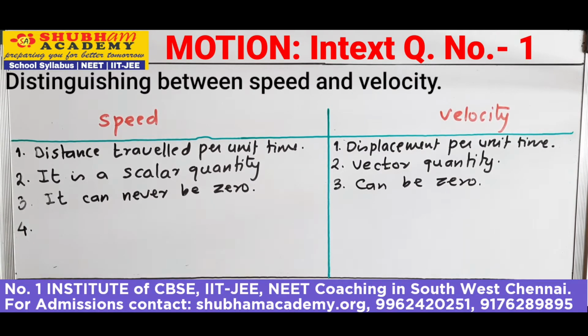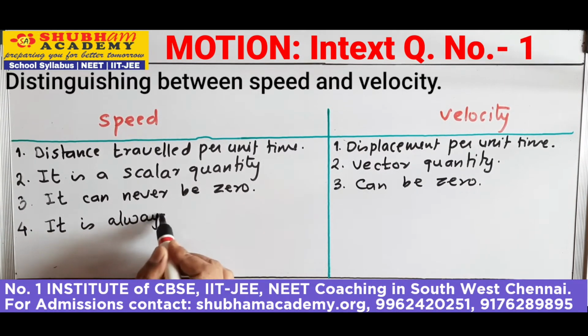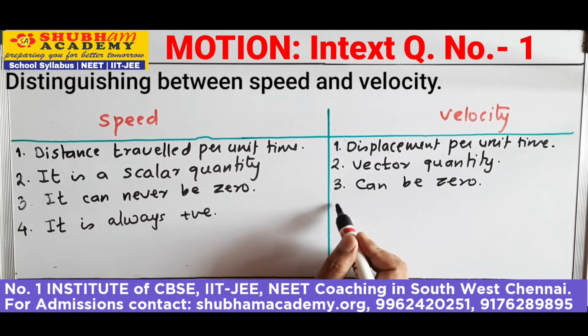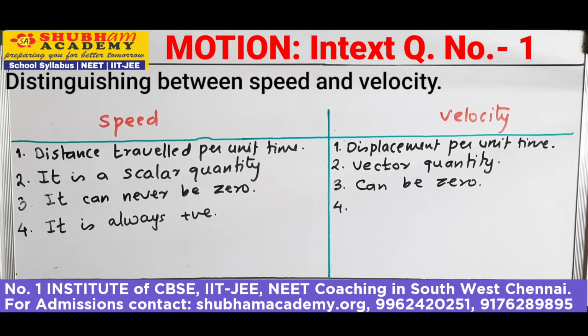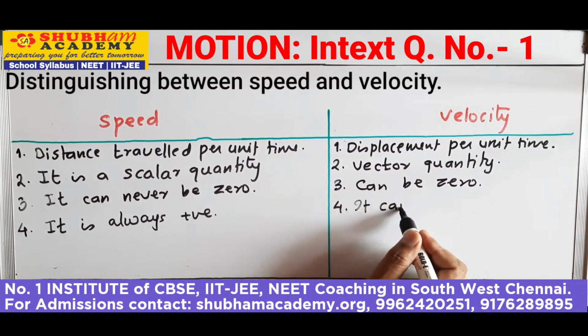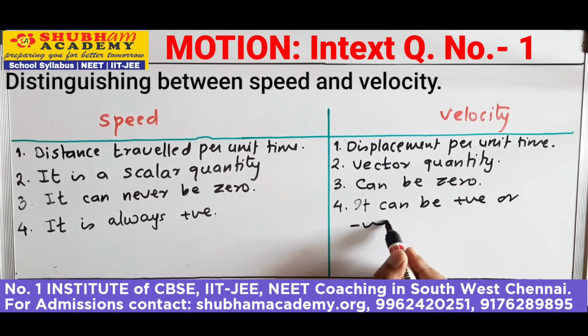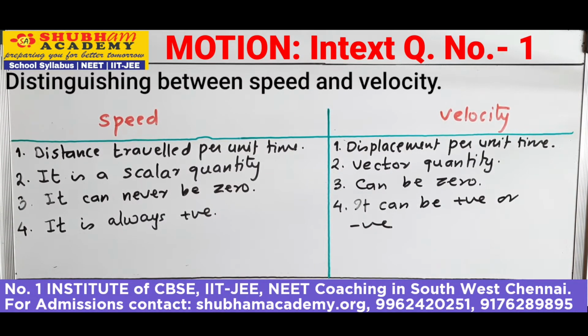Okay, next point is speed is always positive. Since distance can never be negative, time can never be negative, so speed is always positive. Okay, it can never be 0, it can never be negative, so it is always positive, right? Now, velocity can be positive also and negative also. So these are some differences between speed and velocity. Okay, moving on to the next question.